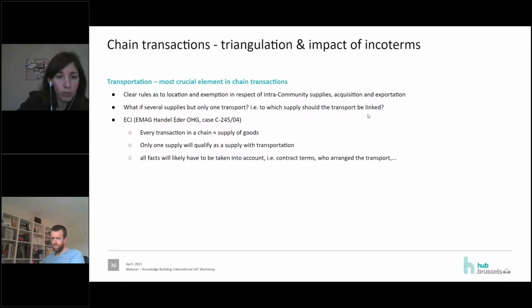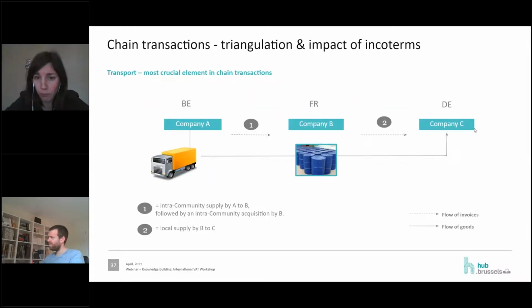Let's maybe take different scenarios. The first one is, again, 2 consecutive supplies. And this is the Belgian company who is responsible for the transport. So meaning that the supply with the transport is in the relation between the Belgian company and the French company. So in that respect, you will have the intracommunity supply by A to B, followed by, as we mentioned, an intracommunity acquisition by B. The question is where?